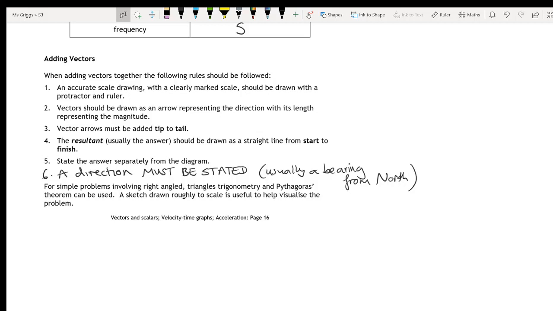Okay, welcome back. Last lesson we looked at vectors and scalars, and we said that vectors had a direction, whereas scalars were just a number. So today we're going to look at adding vectors together. There are certain rules to follow when you add vectors.